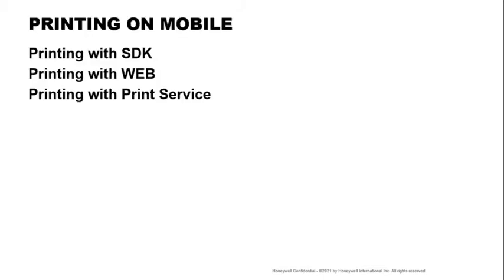There are various printing solutions for mobile devices. First, you can integrate printing with the SDK Honeywell provided. This allows you to print directly to the printers from your native app itself. Next, which is what we're going to touch on this session, is how you can integrate printing into an HTML or web page itself. Last but not least, you can also print with the print services provided by Honeywell, which allow you to print an image or PDF file directly to the printers via the print services.